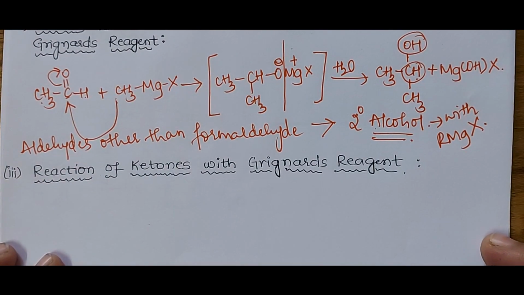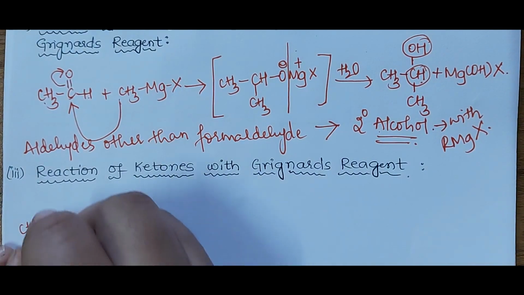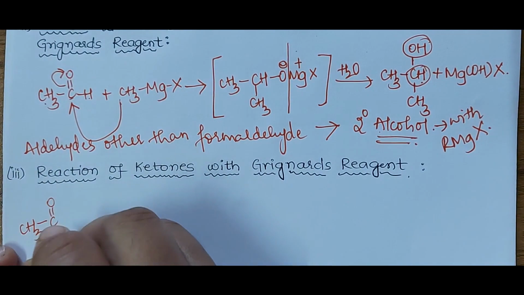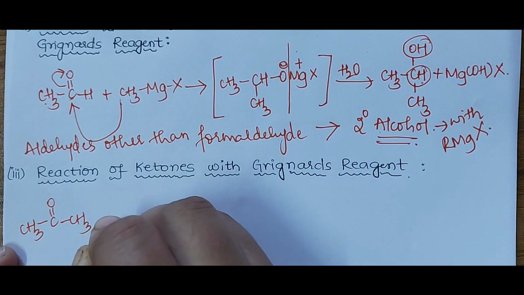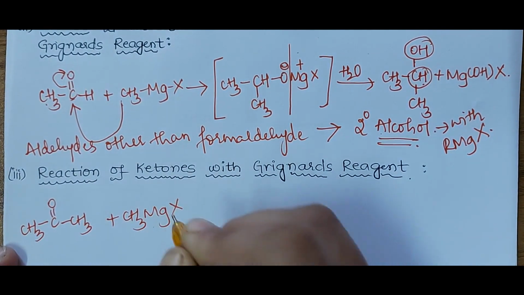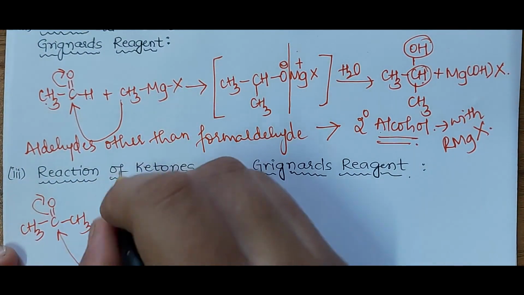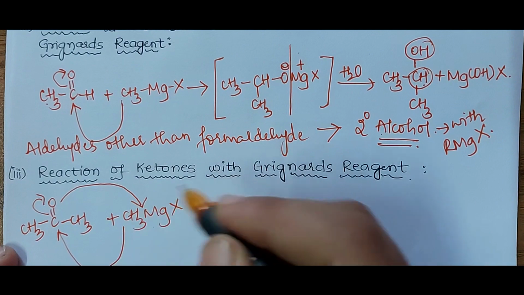Next we'll go with the reaction of ketones with Grignard's reagent. So when ketones react, what is the nature of alcohol formed? We'll see by taking the example of acetone or propanone. When it is made to react with a Grignard's reagent like CH3MgX, CH3 gives an electron pair to the carbonyl carbon, the double bond shifts onto oxygen, and oxygen forms the bond with Mg.